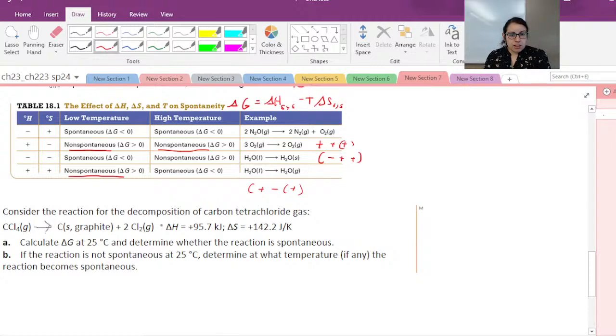So we're looking at this decomposition of carbon tetrachloride to give us graphite and chlorine gas. They've done the work for us, and they've given us a change in enthalpy of 95.7 kilojoules. And then our change in entropy for this reaction is 142.2 joules per Kelvin. Let's just start with the first part. Calculate your delta G at 25 degrees Celsius.